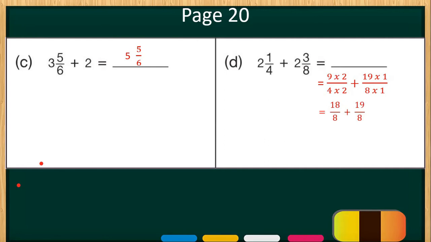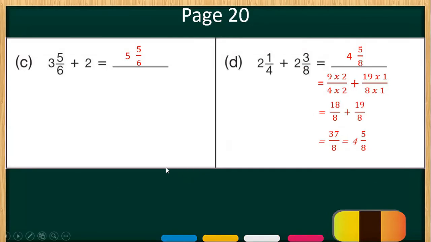You add the two numerators, what will be the answer? 37. Is it 37? Over 8. Okay. 37 over 8.